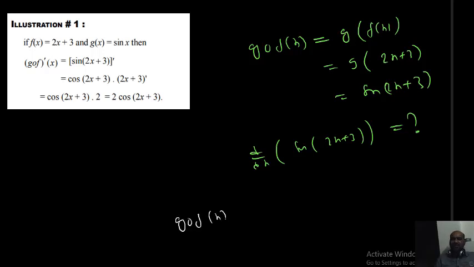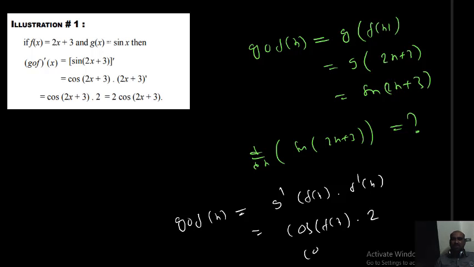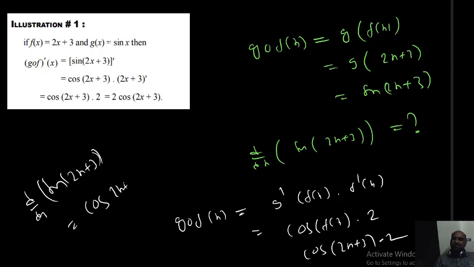According to the chain rule, for the composite function, g circle f of x, the derivative is directly g dash of f of x into f dash of x. What is g of x here? g of x is sin x. The derivative of sin x is cos x, where x means f of x, into f dash of x. f dash of x means the derivative of 2x plus 3, which is 2. So finally, the derivative of sin of 2x plus 3 is cos of 2x plus 3 into 2.